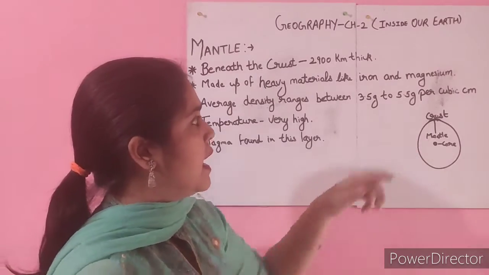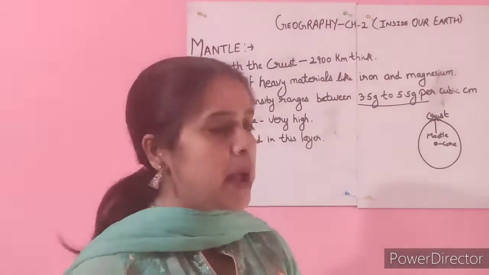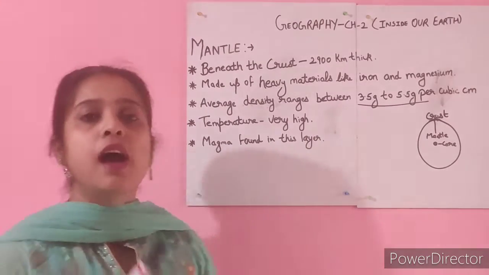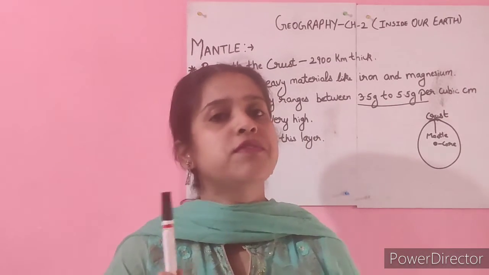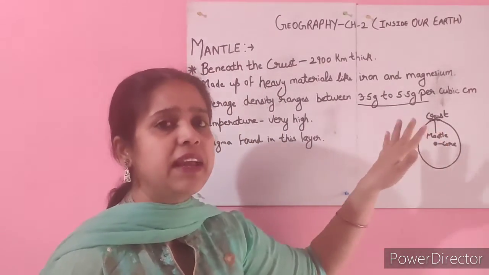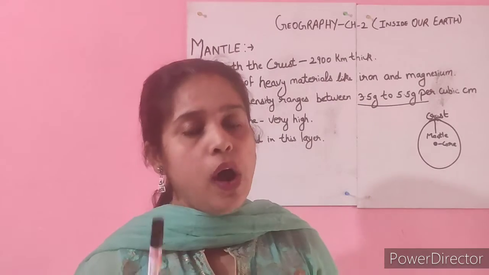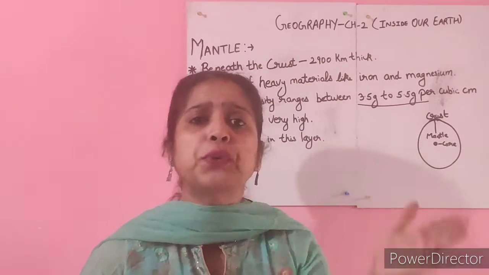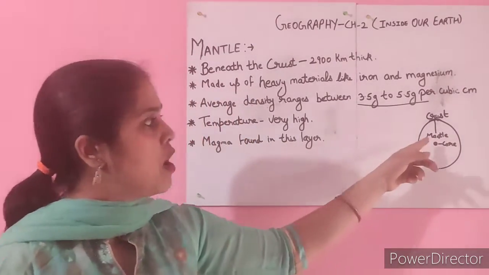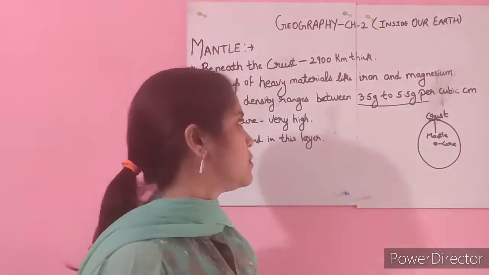The average density ranges between 3.5 gram to 5.5 gram per cubic centimeter. What is the average density of this mantle? 3.5 gram to 5.5 gram per cubic centimeter. The temperature here is very high in comparison to the crust. If you remember, in my previous video I told you, as you go into the depth of the interior, the temperature will start increasing. Therefore, in the mantle, the temperature is high in comparison to the crust.